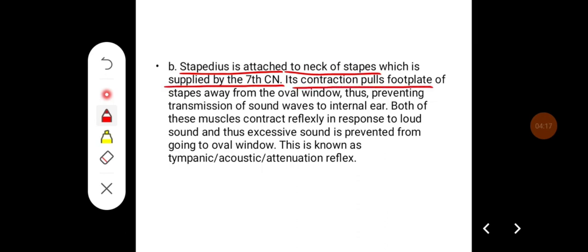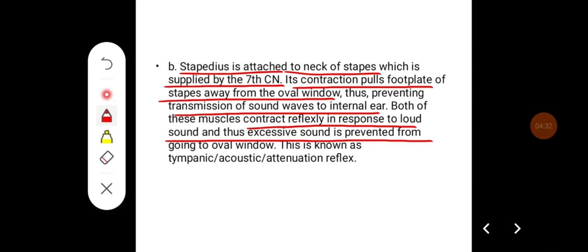Its contraction pulls the foot plate of stapes away from the oval window and thus prevents the transmission of sound waves to the internal ear. Both these muscles contract reflexly in response to loud sound, and thus excessive sound is prevented from going to the oval window, and this reflex is called the tympanic, acoustic or attenuation reflex.